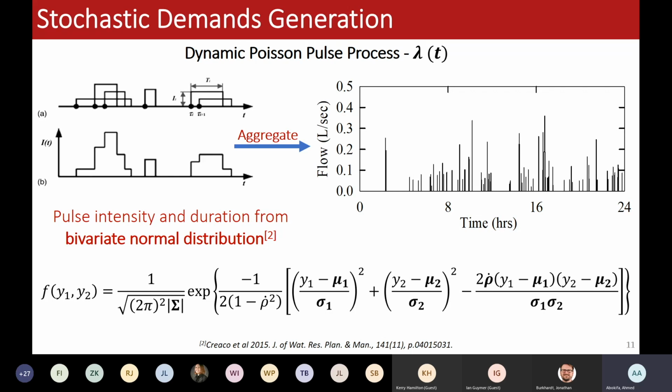So this is the dynamic Poisson pulse process model, which basically simulates residential flow demands as rectangular pulses with a probabilistically determined intensity and duration. And so we aggregate these instantaneously generated demands to give rise to the flow profile in the service line. And that actually is nice because we can then simulate different flow events, including stagnation events and different flow rates, different flow intensities.